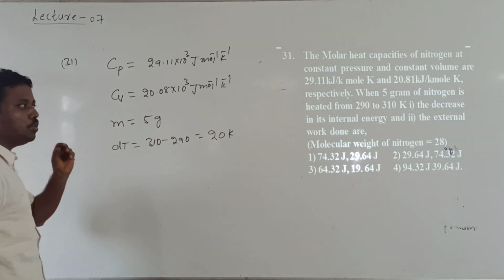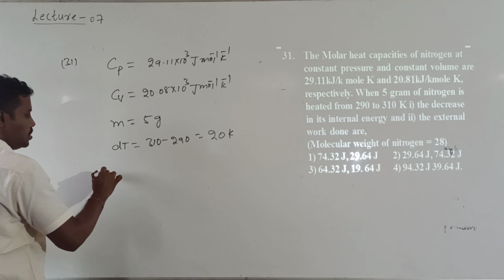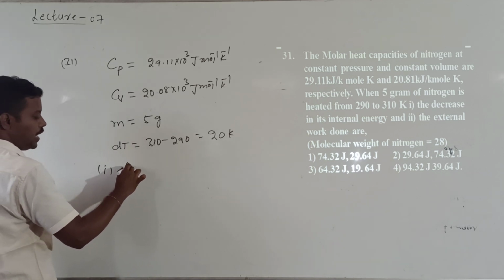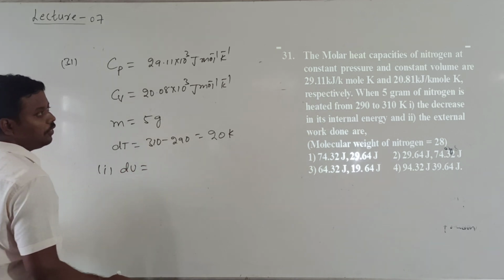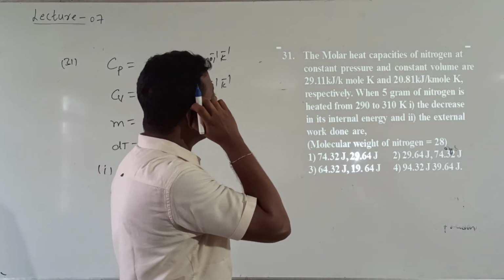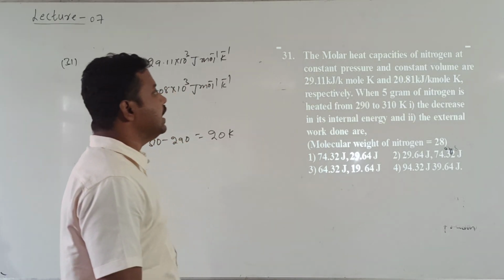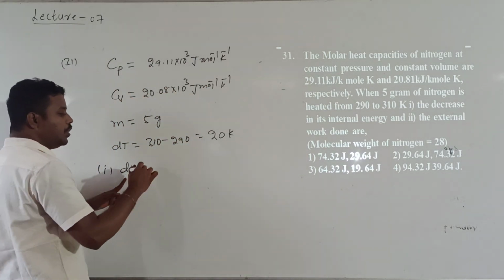In this they ask two questions. First, what is the change in its internal energy? So what is the value of dU? They give 5 grams heated and ask for the change in internal energy. So what is the formula for dU?